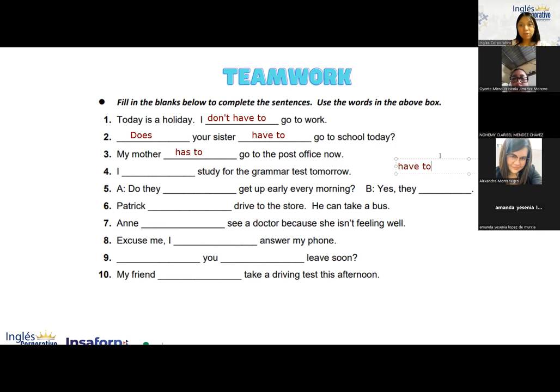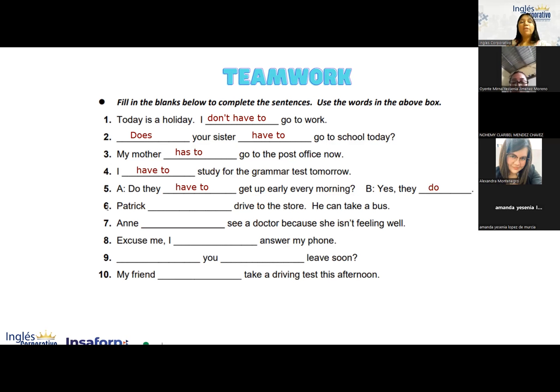I have to. Very good. I have to study for the grammar test tomorrow. Number five. Do they have to get up again? Excellent. Do they have to get up early every morning? Yes, they do. Okay, yes, they do.